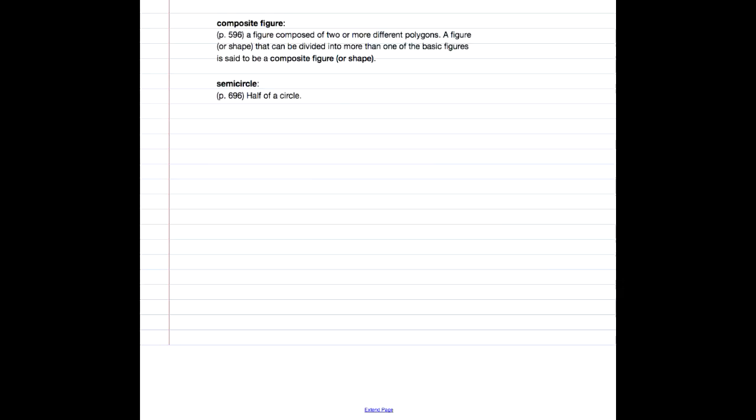The two vocabulary terms from this lesson are composite figure. That's a figure composed of two or more different polygons. To find the area, you divide it into shapes that you know how to find the area of. A semicircle is simply half a circle.